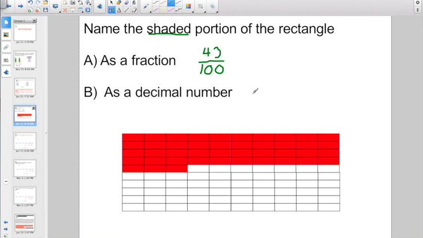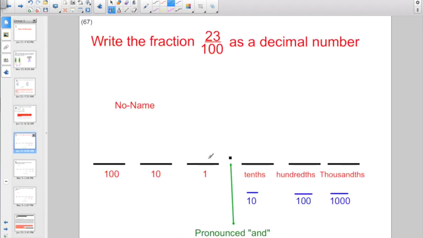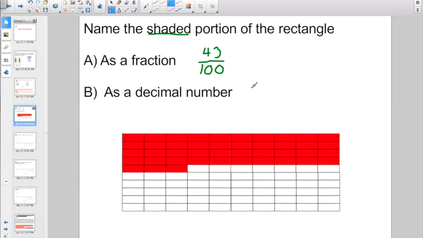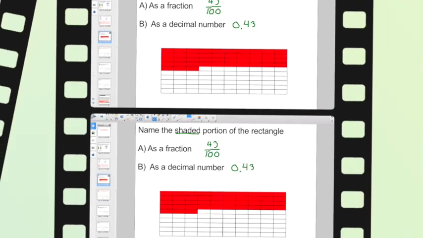So now let's go ahead and write it as a decimal number, right? Let's plop it over here and see if you remember. Hundredths is 2 places to the right of the decimal, right? And I always want to start a decimal number, even if I don't have a whole number, with a 0. So this says 43 hundredths as well. 4 tenths and 3 hundredths, 43 hundredths.